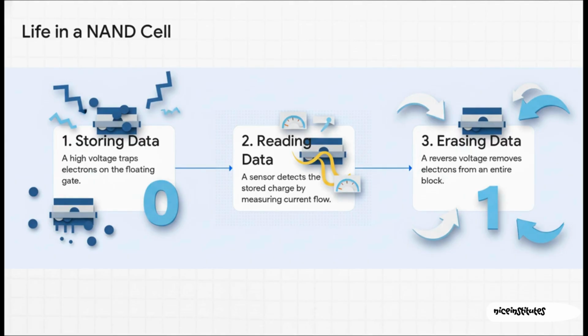To store data, you hit it with a high voltage that literally shoves electrons into a little trap. That's how it stores a 0. To read the data, a sensor just checks, hey, are there electrons trapped in there? And to erase it, you hit it with a reverse voltage that flushes all those electrons right back out, resetting the switch to a 1.